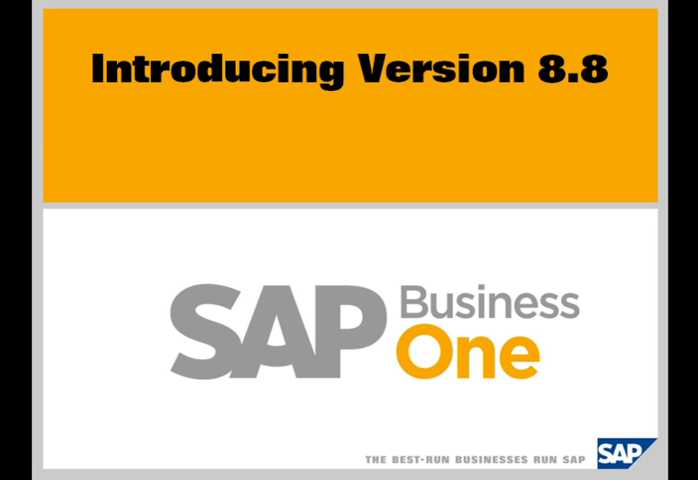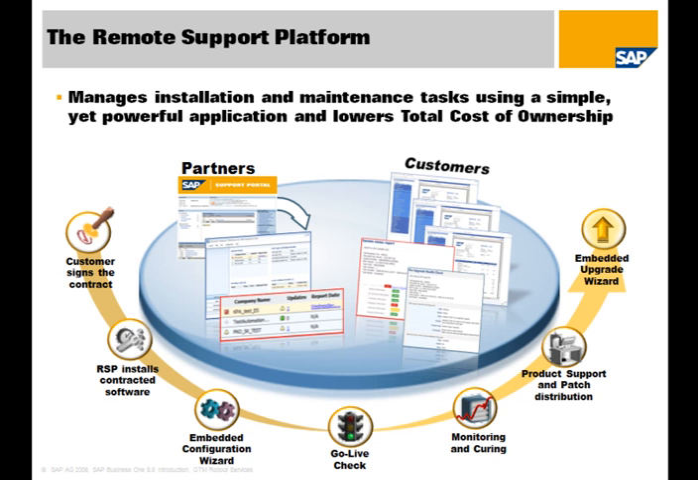And what we've done is we've taken that knowledge, that understanding, that skill, and the learning that's come about as a result of supporting all those customers and partners, and we've distilled that down into a tool that is part of our version 8.8, and also we've made it available for earlier releases of SAP Business One, for example, our SAP Business One 2007 release. And this tool is called the Remote Support Platform. What the Remote Support Platform does is provide our small business customers with a single automated solution that monitors, protects, and manages their B1 system.